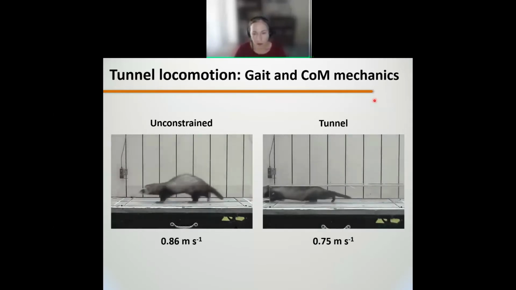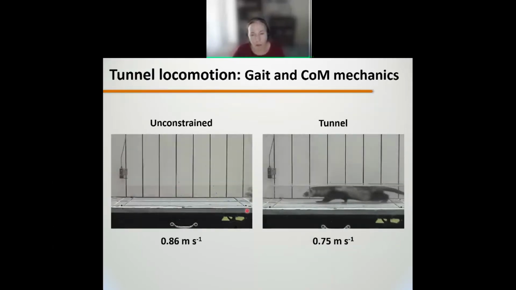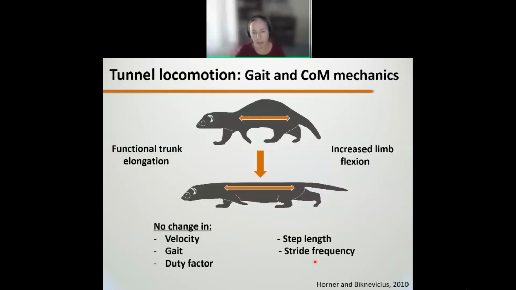So just a brief overview comparing ferret performance in tunnels and out of tunnels. They do remarkably well. Again, this is all voluntary locomotor activity. It's very difficult to get a ferret to do anything unless it's voluntary. So we see that in terms of performance, there's not much of a difference in speed.